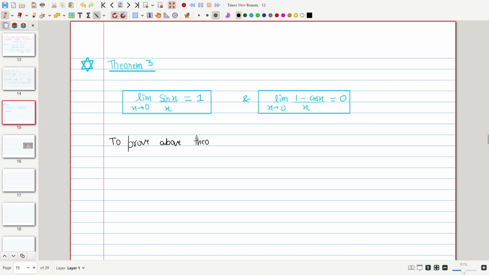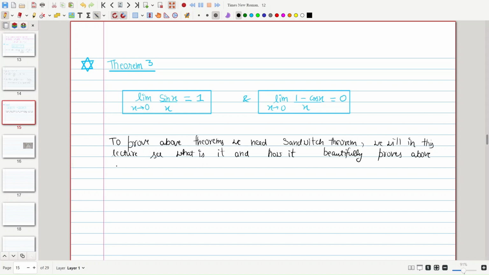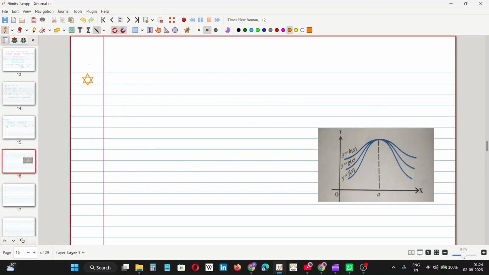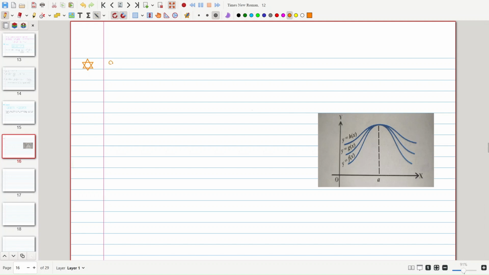Now how do we know that these really work? Actually, their proof is quite interesting, so I am going to show it. To prove the above theorems, we need the sandwich theorem. We will see in this lecture what it is and how it proves the above theorem 3 using geometry. So, sandwich theorem.